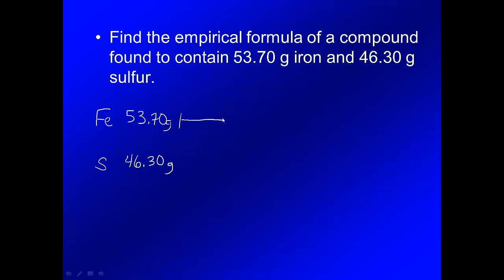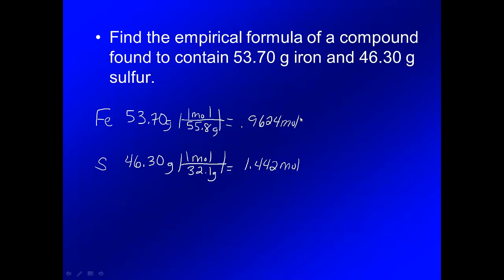First step I didn't even have to do. You had grams, you just started with the second step. Second step, change them to moles. 55.8 grams of iron, sulfur 32.1 grams. So find out how many moles you have of each. 0.9624 moles of iron, and it's 1.442 moles of sulfur. Next step, look at these. Divide by the smallest.